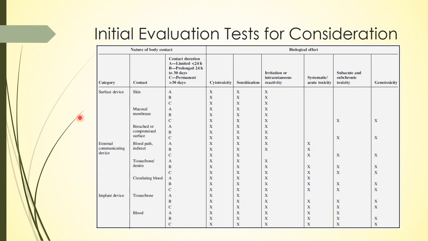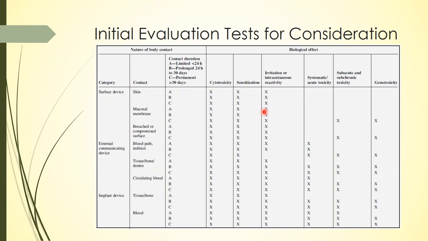So if your device is surface and comes in contact with the skin, irrespective of whether it has got limited contact, prolonged contact or permanent contact, you have to perform a cytotoxicity test, which is a test to make sure that the cell death does not occur. You have to do a sensitization test, and you have to do an irritation or intracutaneous reactivity test. This has to be mandatorily done. You do not require systemic or acute toxicity tests, subacute and subchronic toxicity tests, and genotoxicity tests. This is not required, but these three tests are mandatory.